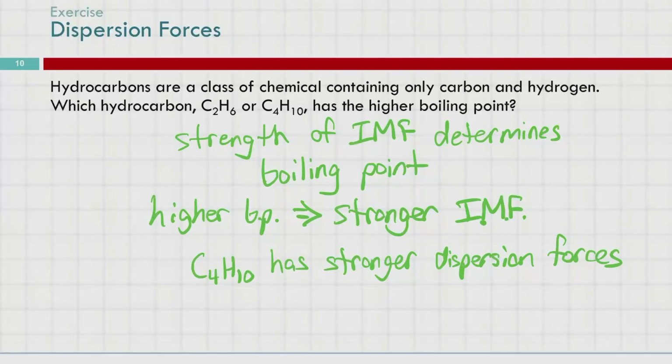And we know that it has stronger dispersion forces because it's got a higher molar mass, and we're comparing within the same class of chemicals. It has more electrons, higher molar mass, so it's going to have the stronger dispersion forces. This wouldn't work if we were comparing different types of chemicals. Questions about dispersion forces?